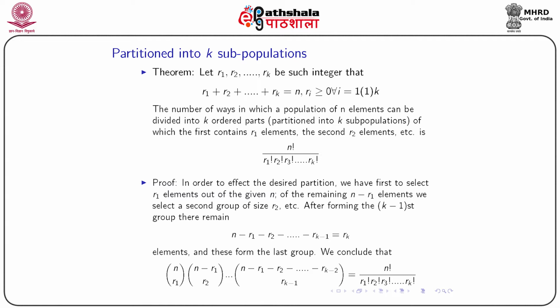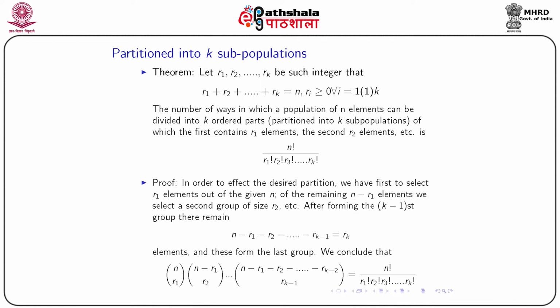We state the theorem. Let r1, r2, r3, ..., rk be integers such that the sum of all these ri's equals n, so r1 plus r2 plus r3 plus ... plus rk is n, and ri is greater than or equal to 0 for all i from 1 to k. Ri greater than or equal to 0 means any cell can contain no ball or more than 1 ball.